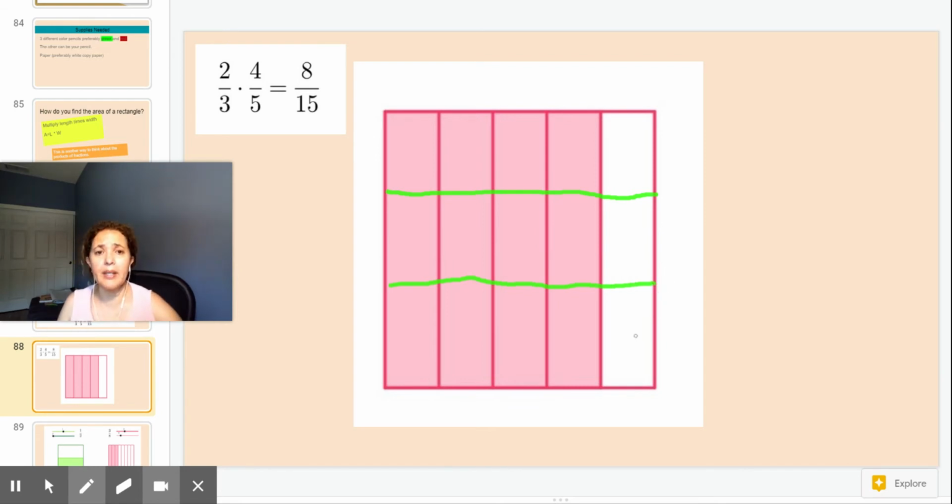Then now I have my 3 equal parts, and how many do I need to shade in? 2. I'm just going to make some squiggly lines to show that. I need 2 out of the 3. And as you'll see again, I have 1, 2, 3, 4, 5, 6, 7, 8. 8 out of the 15 are double shaded. So that's how you do those.